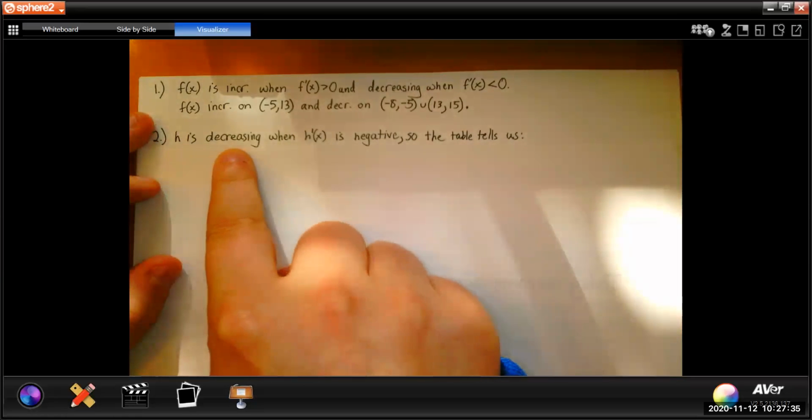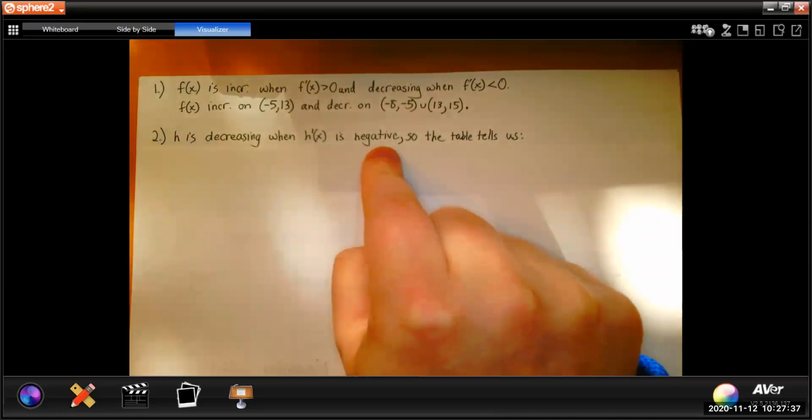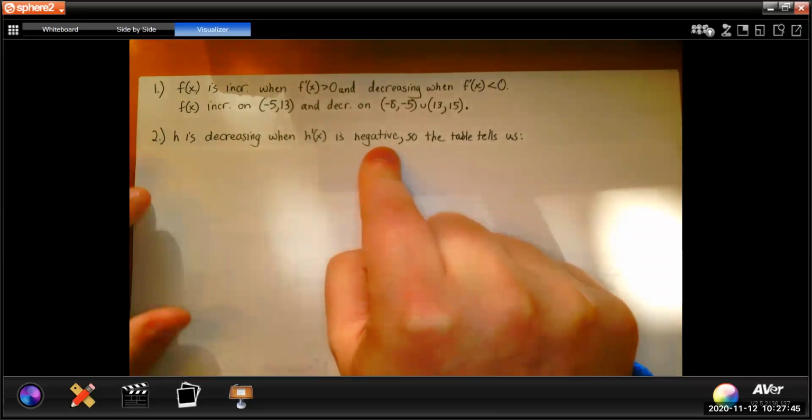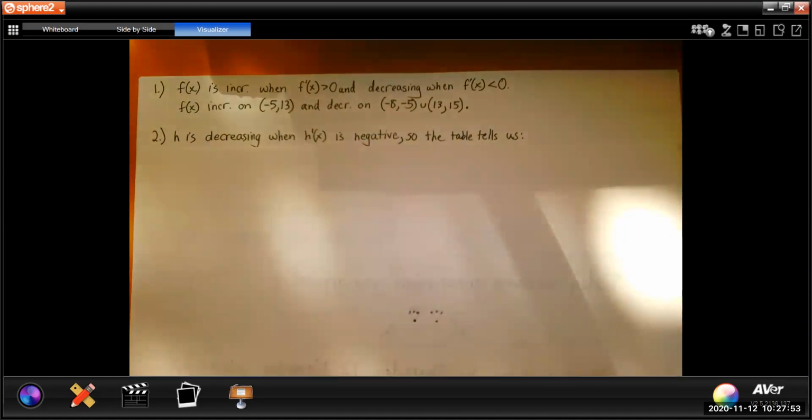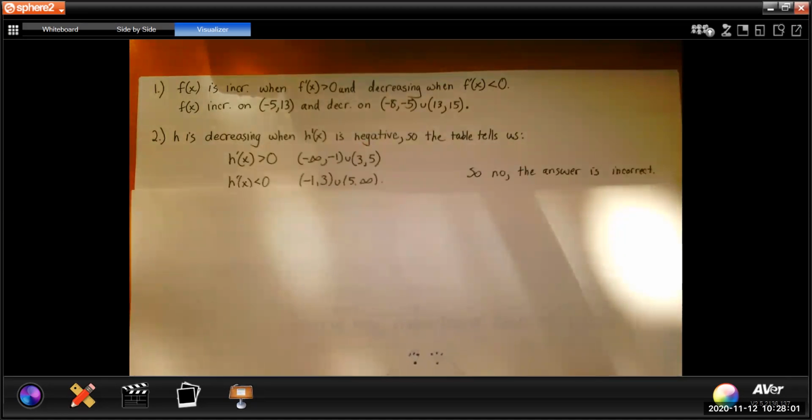H of x is decreasing when h prime of x is negative. Make sure that's a thing that you're writing down, because that helps you not just answer the question, but the repetition helps you make sure you know what's going on. So I need to look at the table, which has h prime of x in it, and determine when h prime of x is negative. So it's positive on these intervals and negative on these intervals. That means h of x is decreasing on the intervals -1 to 3 and 5 to infinity.